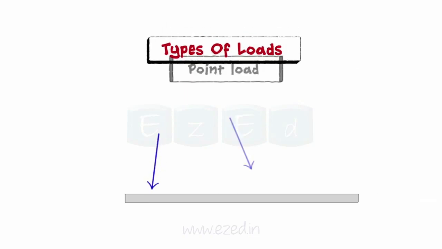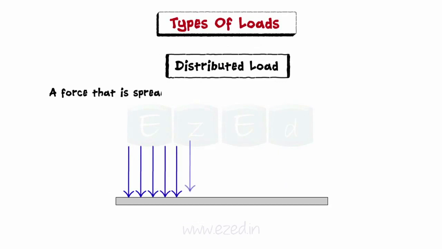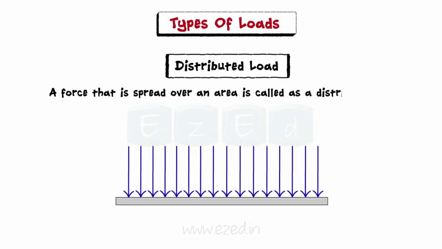The various types of loads that can act on a body are as follows. When force acting on a body is concentrated only at a point, it is called a point load. Consider point loads F1, F2 and F3 acting on the beam. A force that is spread over an area is called a distributed force.